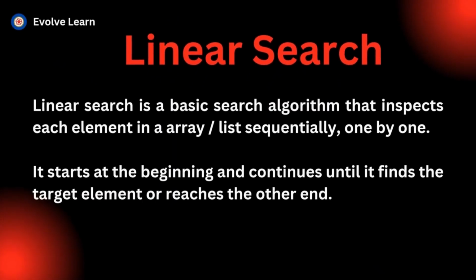Linear search is a very basic searching algorithm that inspects each element in an array or list sequentially, one by one. It starts at the beginning and continues until it finds the target element or reaches the other end.